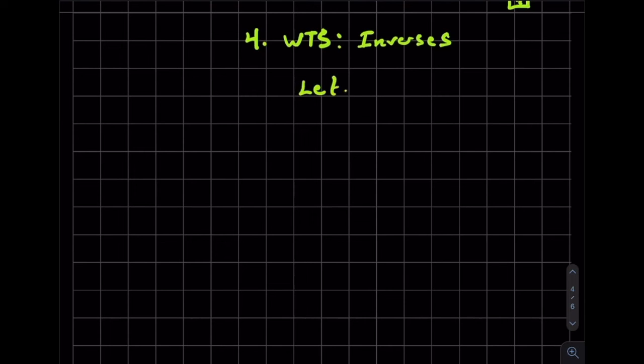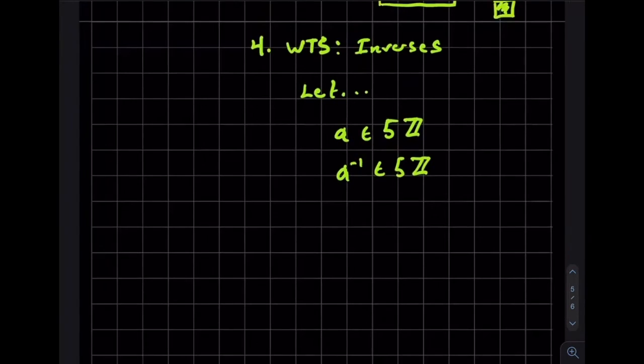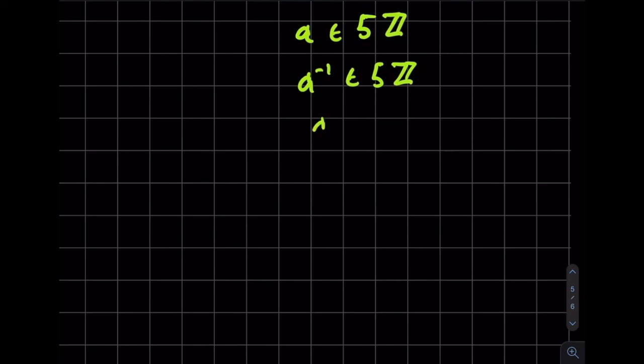Okay, so let's give ourselves some elements to work with again. Now what we'll do is we'll say let A be in 5Z. And then we'll say that there's an element A inverse in 5Z, but we're going to allow A inverse to be defined like this: 5 times D inverse, where D is an element of the integers. And then D inverse is simply the inverse element of that element D in the integers.